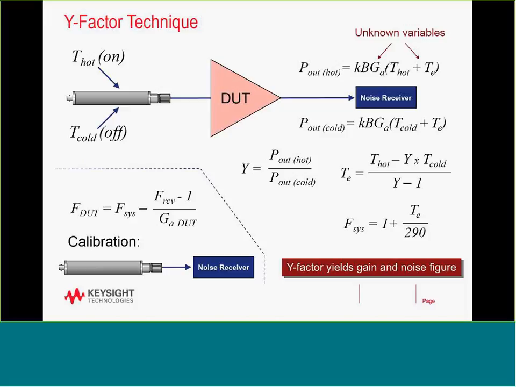One of the issues that occurs here is that the receiver itself also has a noise figure associated with it. It has losses and gains and so on in it, so we need to be able to calibrate that out. The way we do that is to use that same noise source, connect it directly to the noise receiver, and do our calibration. If you take a look at the bottom left, you'll see that the noise figure of the DUT is going to be equal to the noise figure of the system after calibration. This is the gain calculation and the receiver noise figure.